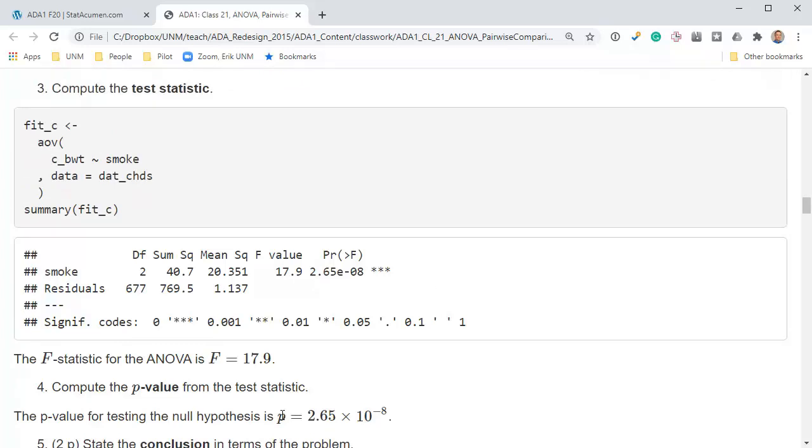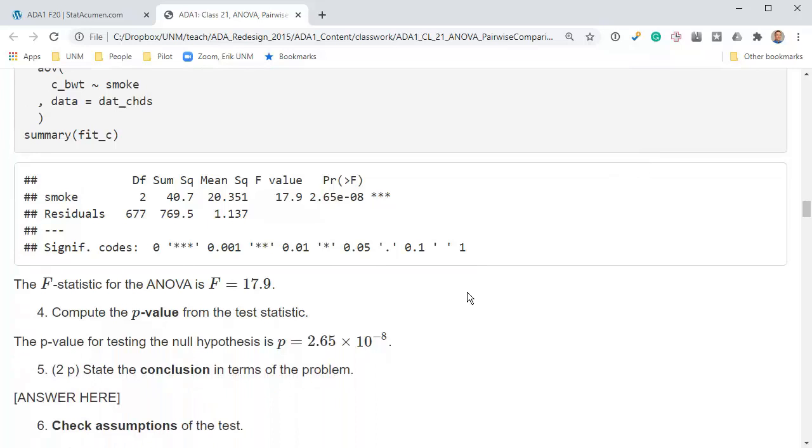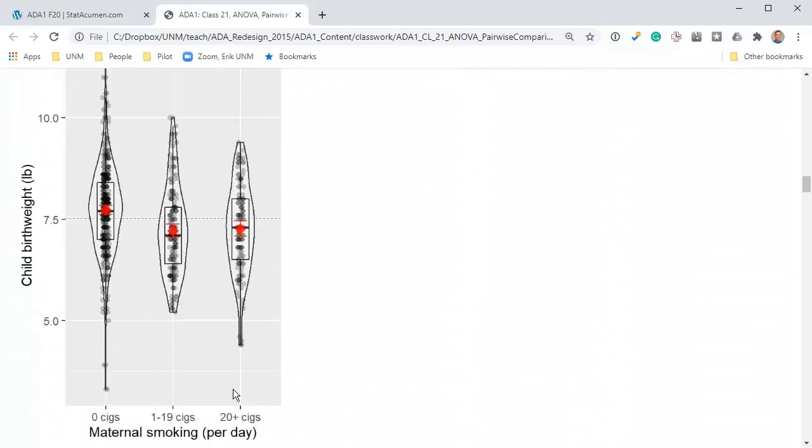What I'm going to say about it is I'm going to compare this p-value to the alpha level and use that comparison to decide between either the null hypothesis or the alternative. Now this p-value is less than alpha, therefore the data is not consistent with the null. We reject the null in favor of the alternative, that at least one pair of means differ. So that's what I would write down here. I would write, because the p-value is less than alpha, we reject the null in favor of the alternative. At least one pair of the smoking groups differ.